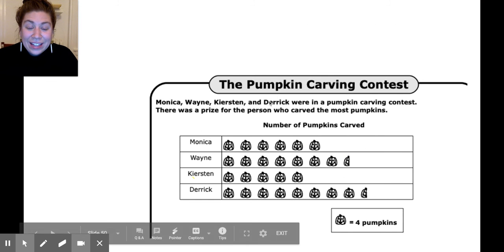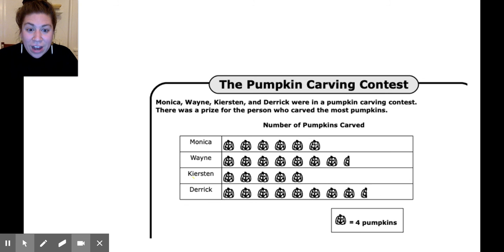So you're going to open up your attachment and it says the pumpkin carving contest. So each of these pumpkins, just like in our example we just went through, equals 4 pumpkins. So Monica carved 1, 2, 3, 4, 5, 6. 6 times 4, or you could take out a piece of paper and do some addition, or however you'd like to solve these. How many pumpkins did Monica carve? Well, 6 times 4 is 24.